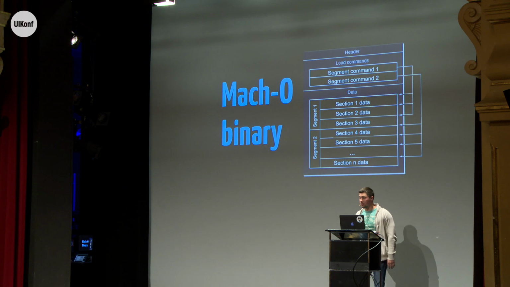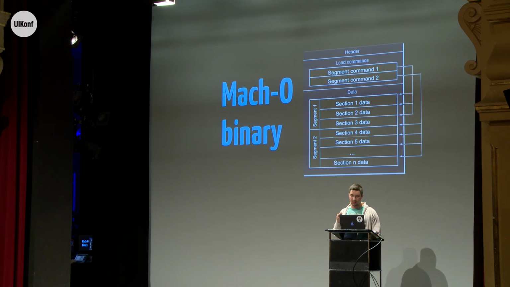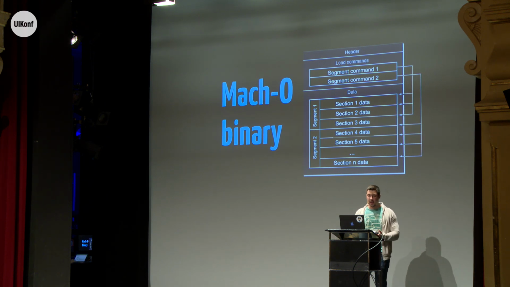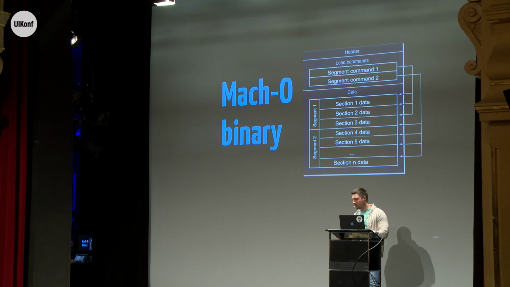A few words about the Mach-O binary. As we know, all the executable files on iOS and macOS are Mach-O. It starts with a header that contains 4 magic bytes. I will talk about them. And load commands. Load commands, in other words, describe how our data and code will be mapped into memory. So it contains code signing commands, dynamic libraries, constants, and all the code sections.